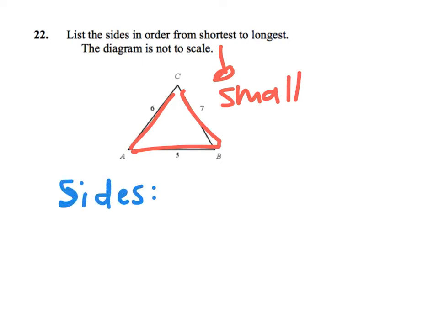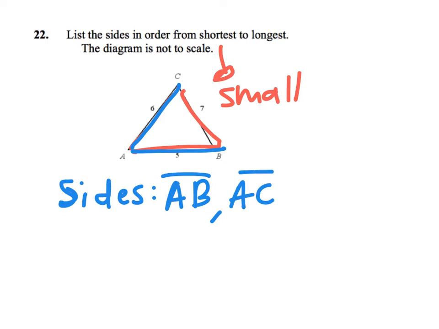from shortest to longest, my shortest side is this one, AB, because it's 5. My next one is going to be AC, because it's 6. And my last one's going to be CB.